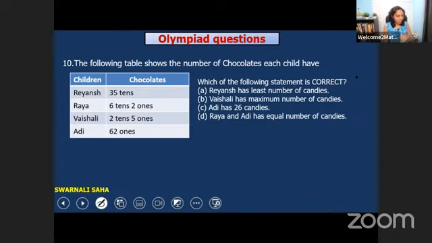Can you solve this? Riyansh, Raya, Vaishali, and Adi. And their number of chocolates, here you can see, is 35 chocolates first, then 6 tens 2 ones, 2 tens 5 ones, 62 ones. In this way, the number of chocolates are given. And we have to find out which of the 4 options would be the right one.